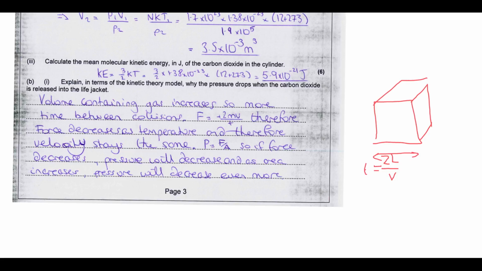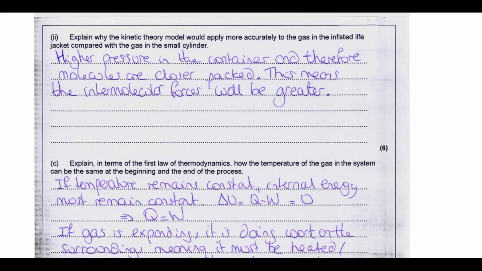Okay, so let's look at the last part. Explain why the kinetic theory model would apply more accurately to the gas in the inflated life jacket compared to the gas in the small cylinder. So I talked about this a bit earlier, that things behave more like ideal gases at low pressure and high temperature, because essentially intermolecular forces will not be as much of a factor, or they'll be smaller.